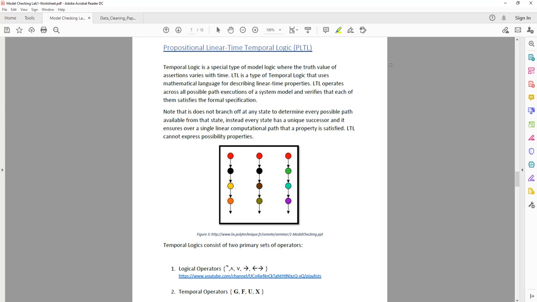You'll see in CTL that instead of going from red to black to yellow, and from red to black to brown, we'll have red to black, and then two split paths from black, one going to yellow and one going to brown. And then we'll have multiple paths splitting off from here and from here, and you'll get a tree-like structure. And that is the difference.